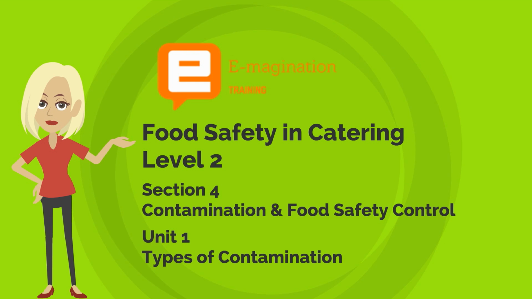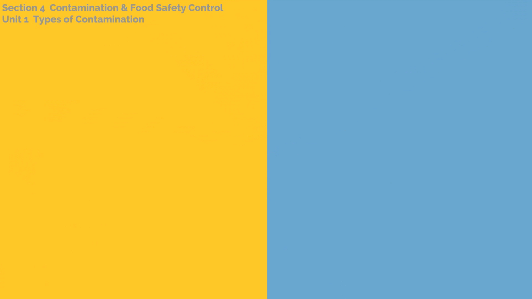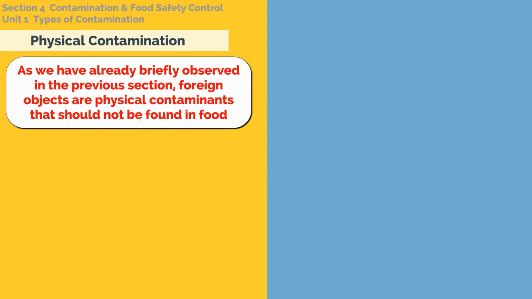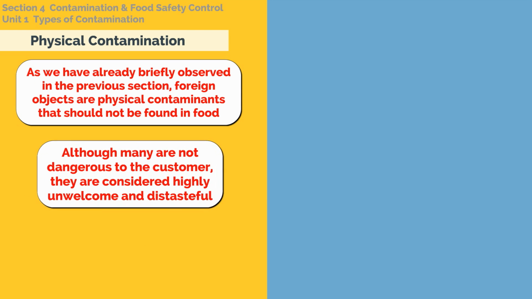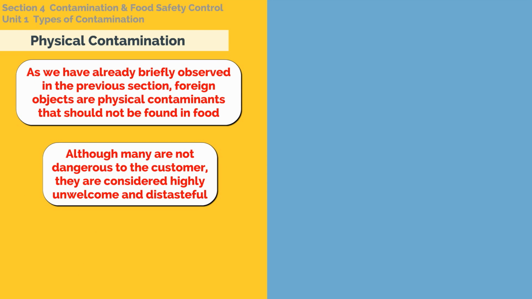In this first unit, we are looking at types of contamination. Physical contamination. As we have already briefly observed in the previous section, foreign objects are physical contaminants that should not be found in food. Although many are not dangerous to the customer, they are considered highly unwelcome and distasteful.